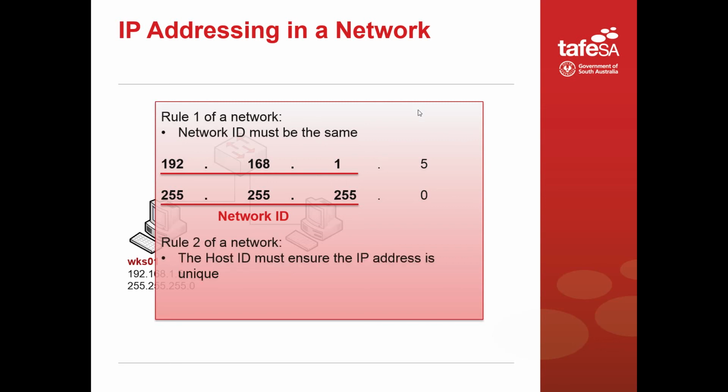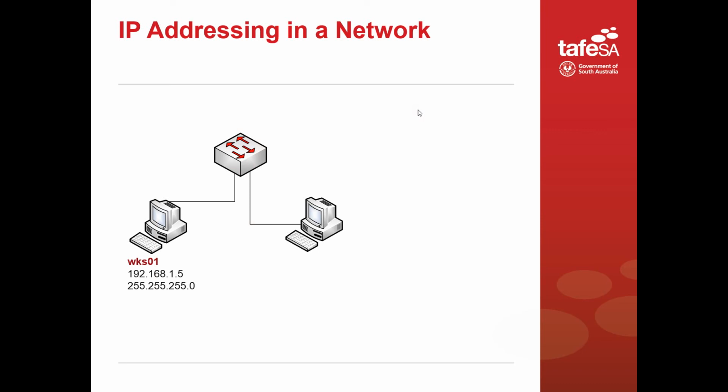Rule 2 of the network, the host ID must ensure the IP address is unique. So the host ID has to be different. Let's go back to our little network here. I've just written down the network ID there, 192.168.1.0. This is the way we normally write the network ID. Something else you need to know is that you can never allocate that IP address to a computer. That is the name of the network. It's the ID. It's not a usable IP address. The first IP address is not usable at all.